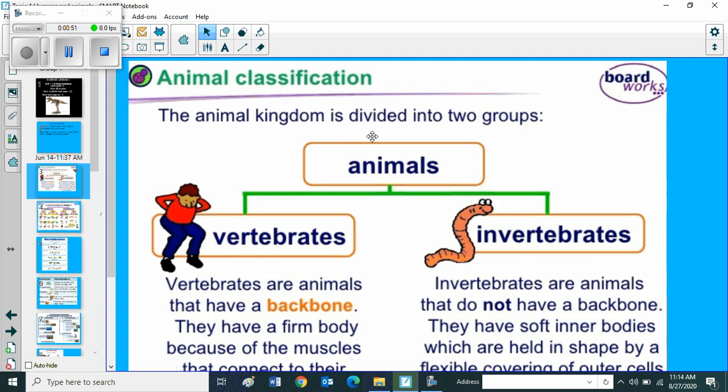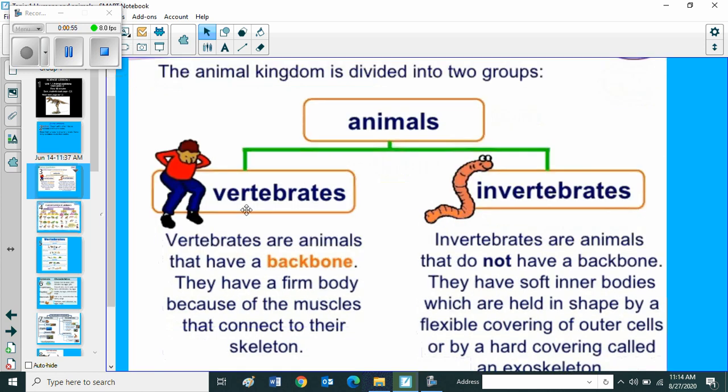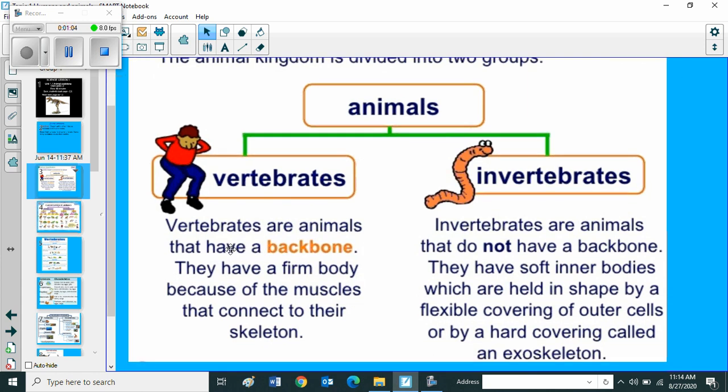The animal kingdom is divided into two groups. They are vertebrates and invertebrates. So first we can go through vertebrates. Vertebrates are animals that have a backbone. You can see the backbone here. They have a firm body because of the muscles that connect to their skeleton.